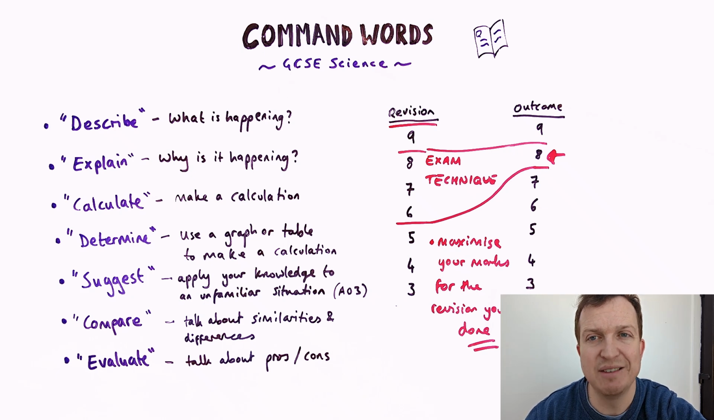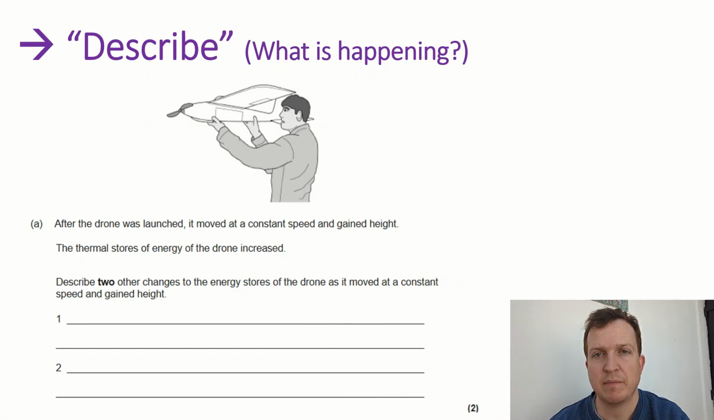These are going to be from GCSE Physics paper 1, but these apply to all the sciences, so it'll be really useful to improve your exam technique across all three sciences. So the first couple of examples we're going to look at are describe questions. So only saying what's happening, not necessarily why. If we start explaining, then we might lose marks because we might run out of room and not describe it properly. So in this question, we've got a drone being launched.